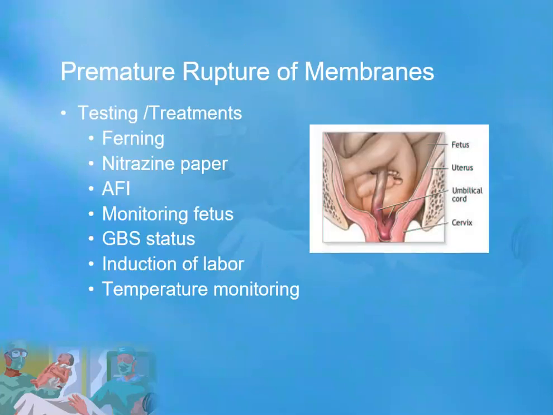So premature rupture of membranes, that's again when they break. The membranes will rupture on their own. Usually we don't break them prematurely. They will rupture on their own most of the time. They come in and we're looking for that ferning pattern. We use that nitrazine paper. We also want to make sure that the baby has an amniotic fluid index that's adequate around the baby. So that fluid volume around the baby should be adequate. You want to monitor this fetus, of course, and GBS status.